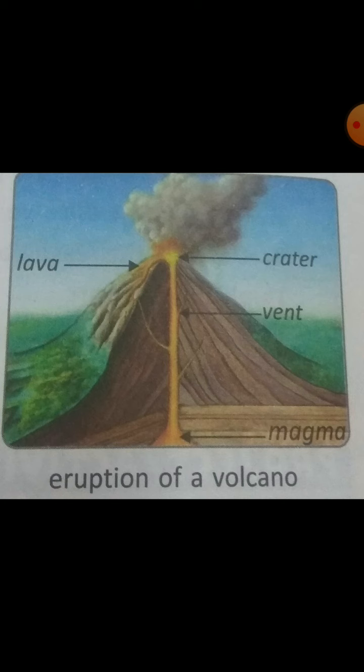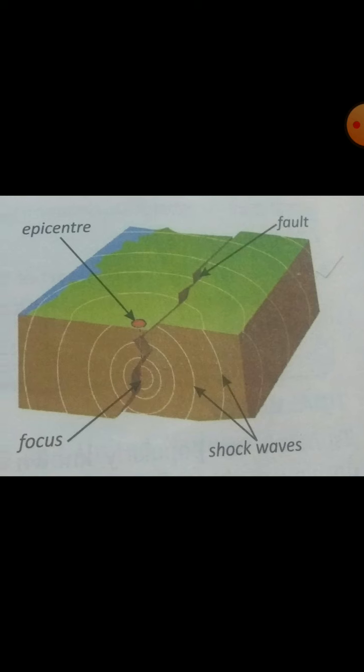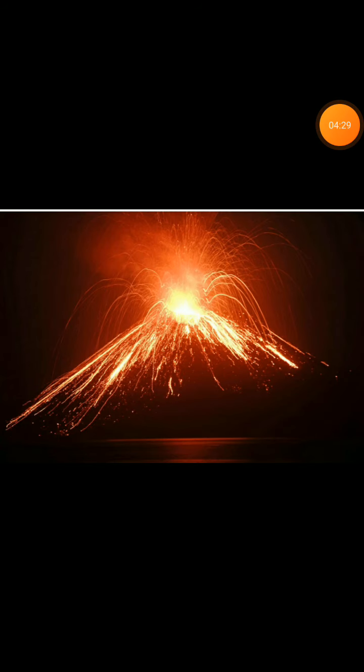So volcanoes are of three types. What are they? Active, dormant and extinct volcanoes. Let me tell you about active volcanoes. These volcanoes erupt regularly or have erupted in the recent past and may erupt at any time in future. Presently, there are about 500 active volcanoes in the world and the majority of them are found around the Pacific Ocean.